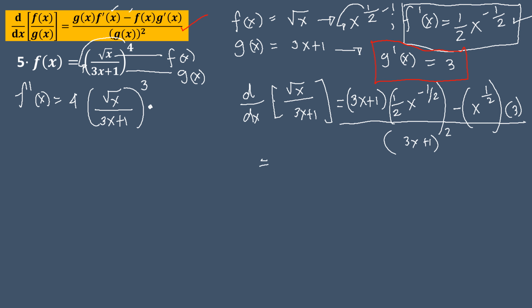So to simplify further, we will be distributing this 1/2 x to the negative 1/2 in here. So this will become 3 times 1/2, which gives us 3/2.